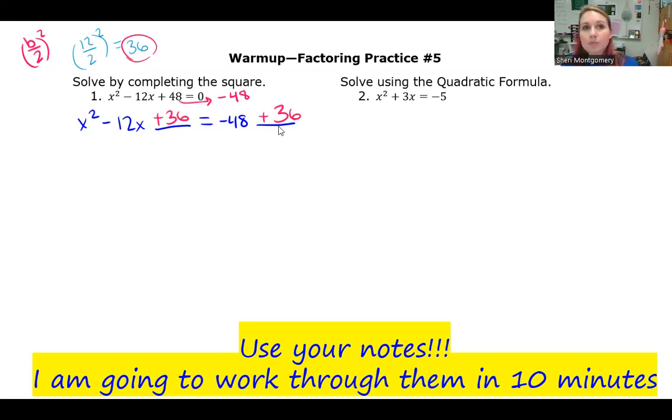Once you add 36 to both sides, factoring this side is really simple. Can y'all think of two numbers that can multiply to give you 36, that can put together to give you 12? 6 and 6, right? Well, it's really easy to factor this side. It will always turn out to be something squared. And all you have to do is half the middle number. So half of negative 12 is negative 6.